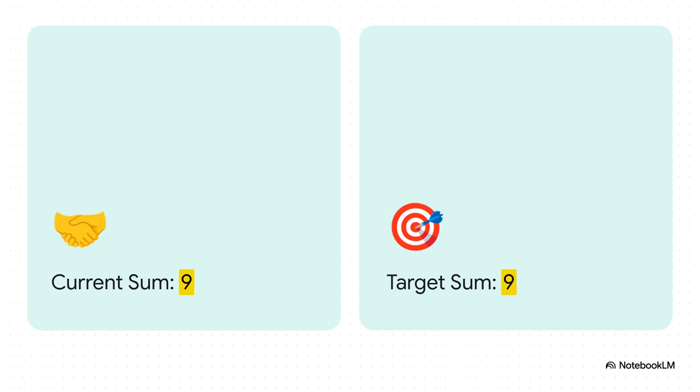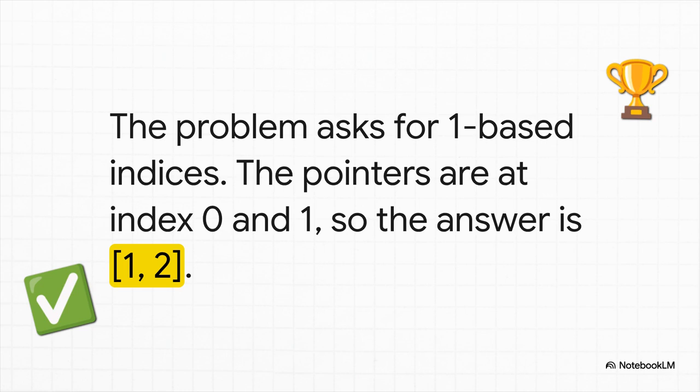We found it. Now the problem asks for 1-based indexing, which is a common little curveball. So we just add 1 to our array indices. The left pointer was at index 0, so that's position 1. The right pointer was at index 1, so that's position 2. And that's our answer. Super clean, super efficient, and not a single nested loop in sight.